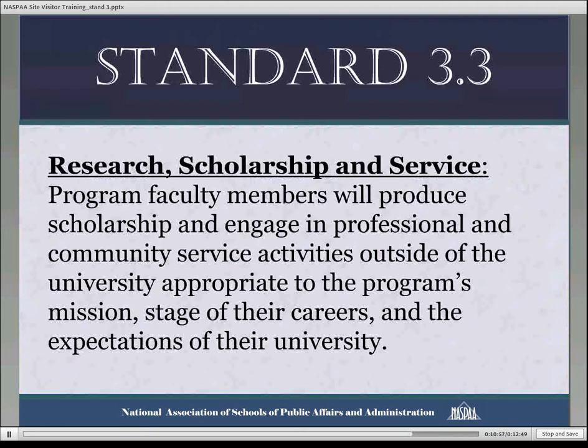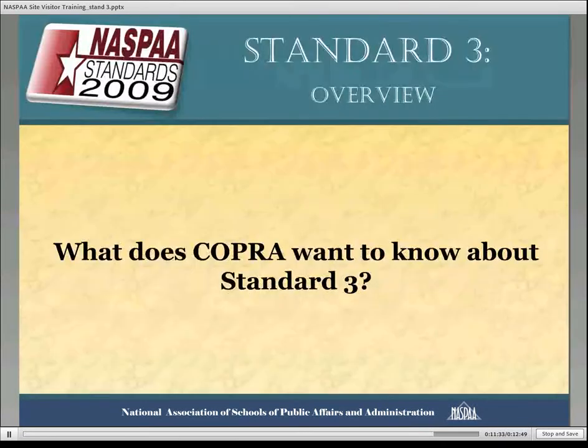The third part of the standard having to do with performance has to do with performance regarding research, scholarship, and service. This is a very important component of this standard, as it asks that program faculty members produce scholarship and engage in professional community service activities outside of the university appropriate to the program's mission, their stage of career, and expectations of their university. So this is an important component dealing with how well the faculty members of the program are doing with regard to research, scholarship, and service.